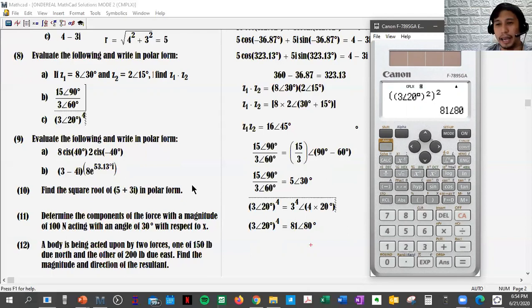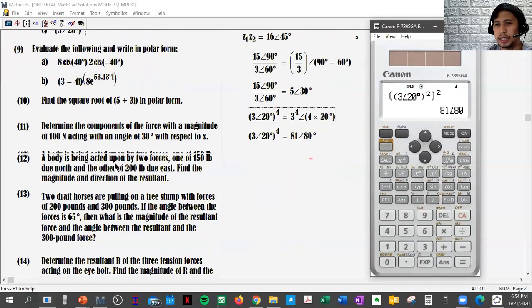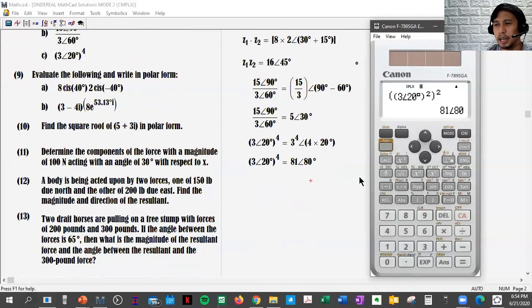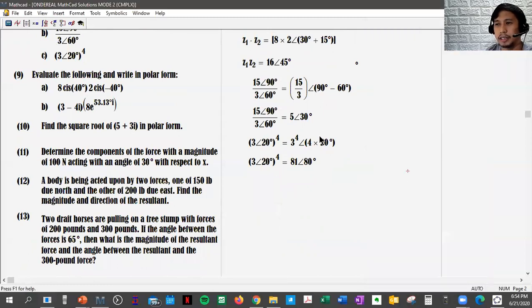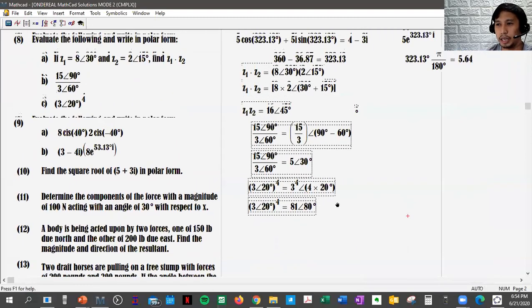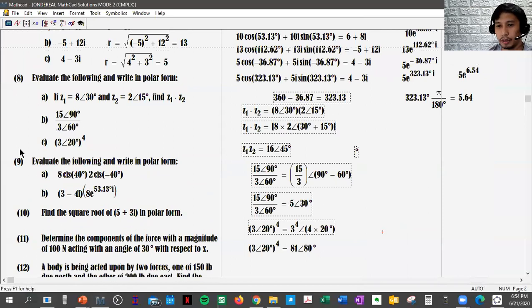Now, how about number 9? Evaluate the following and write in polar form. So 8 cis 40 degrees and 2 cis negative 40 degrees. Now, take note that cis means trigonometric. We are to make it in trigonometric form.